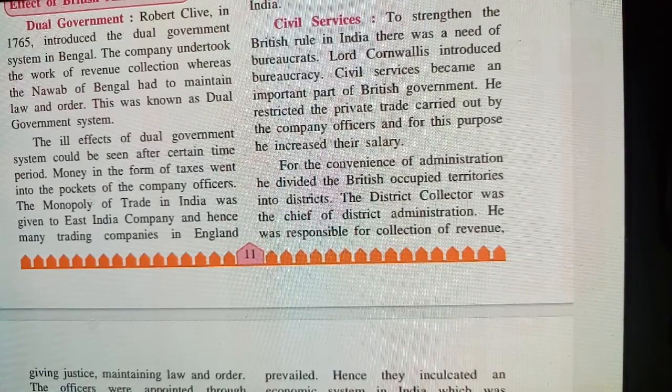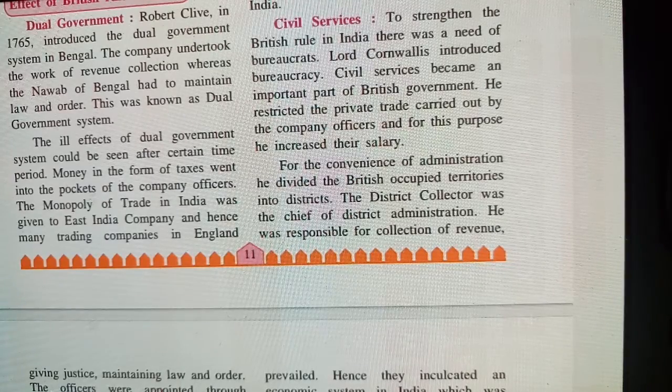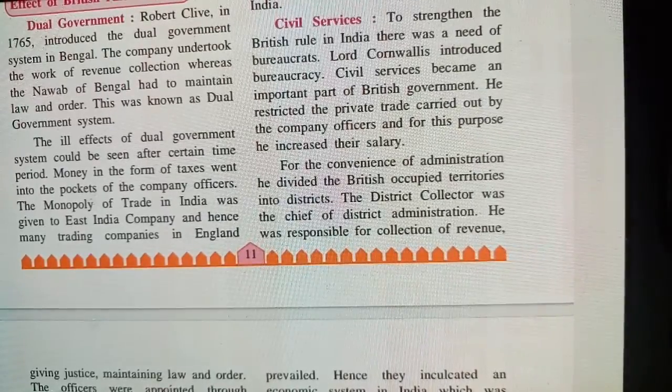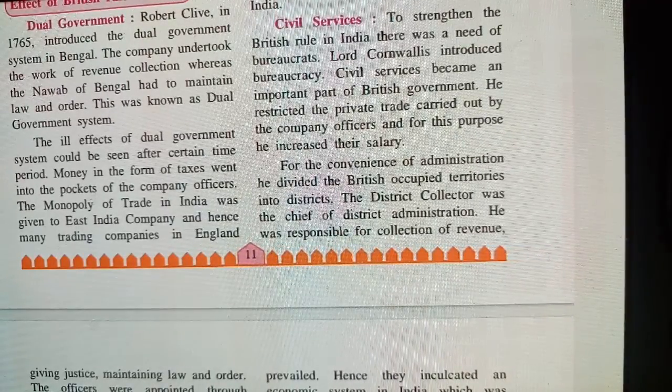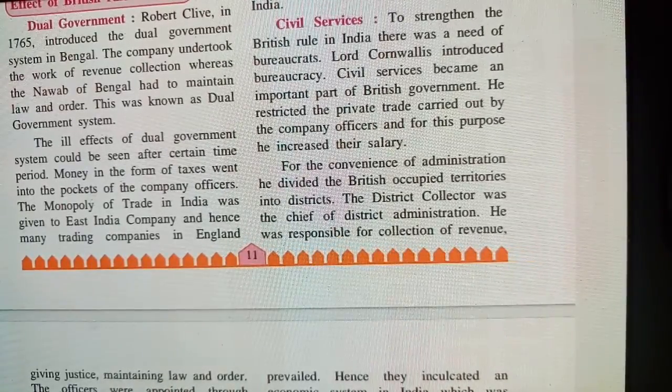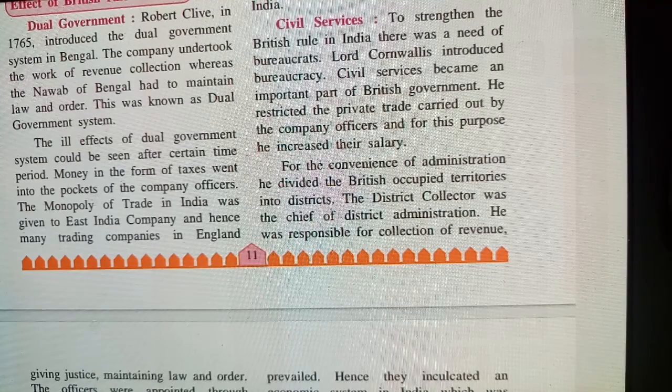For the convenience of administration, he divided the British occupied territories into districts. The district collector was the chief of district administration. He was responsible for the collection of revenue.